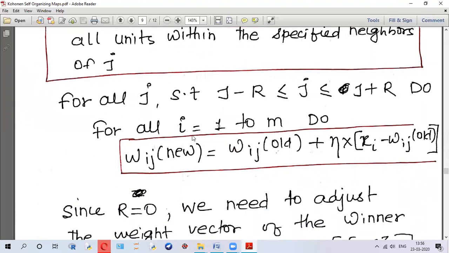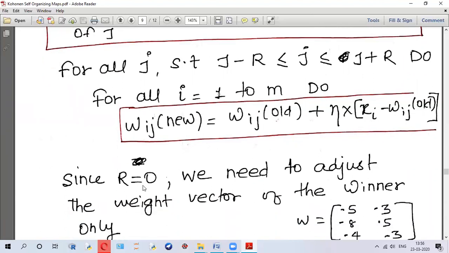So for i equal to 1 to m, we need to define how and in what manner we want to update the weights. So the weight updation rule also has to be defined. A very simplified method has been used over here. The new weight would be updated as the old weight plus the learning rate, which we have defined to be 0.8, times the difference between your xi, that is the input, and the old corresponding weight or the code vector.